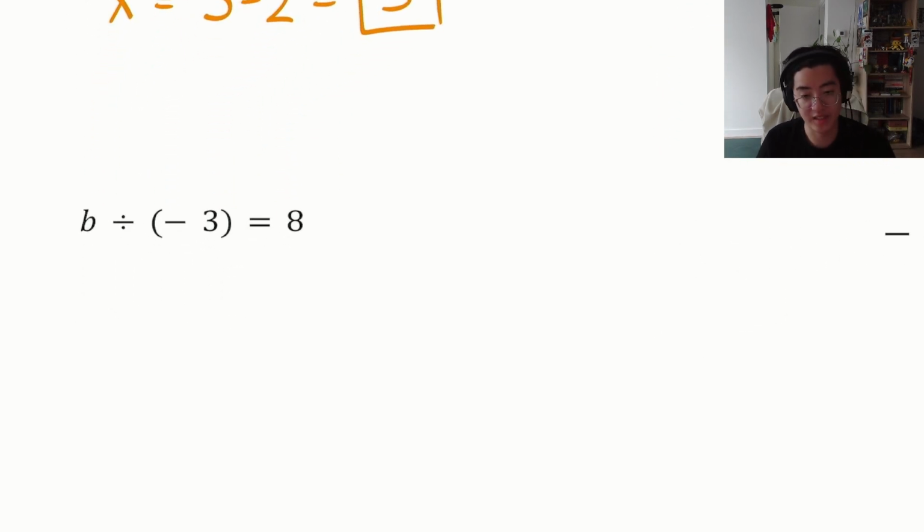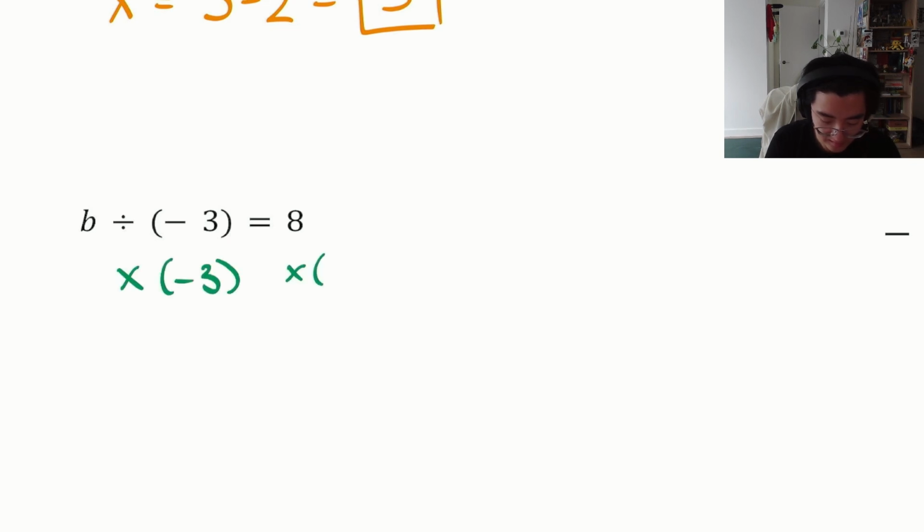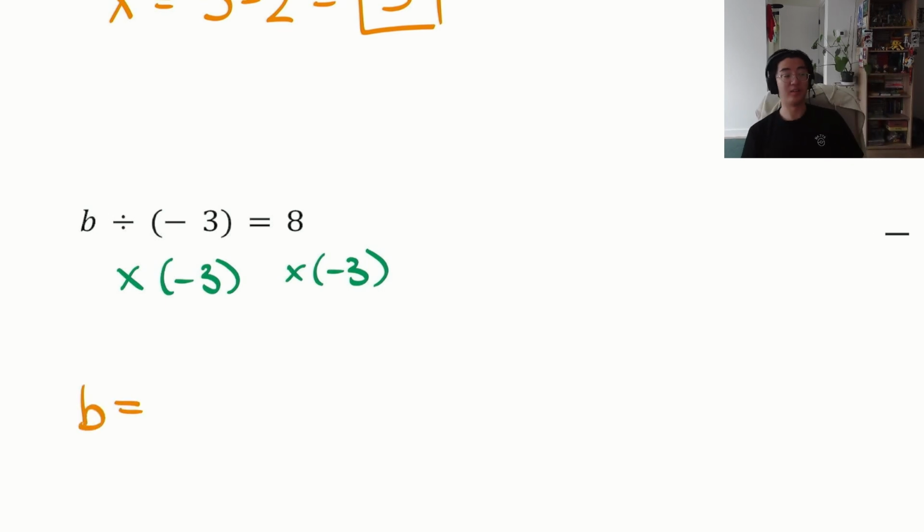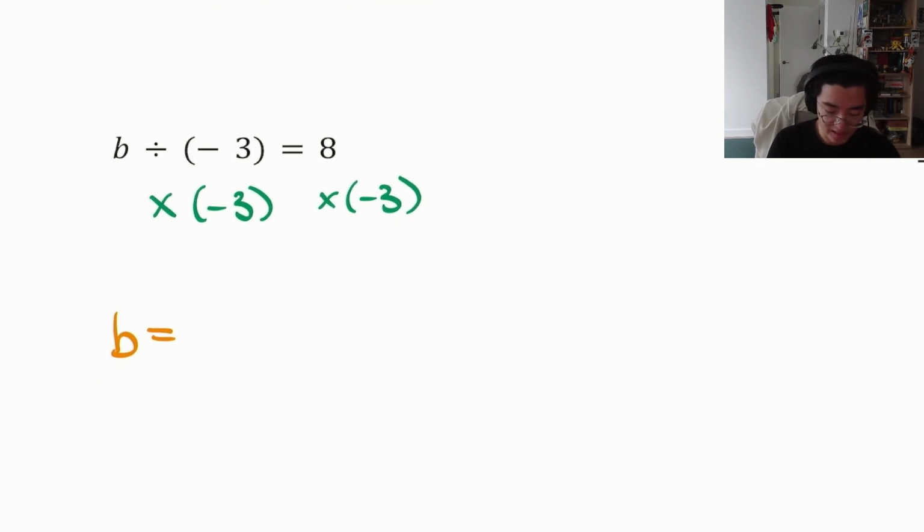Moving on with division here. Exact same thing. b divided by negative 3 is 8. We want b to be by itself. So we can multiply everything by negative 3. Because then b divided by negative 3 times negative 3 is the same thing as just b. Negative 3 divided by negative 3 is 1. And then we have 8 times negative 3, which is negative 24.